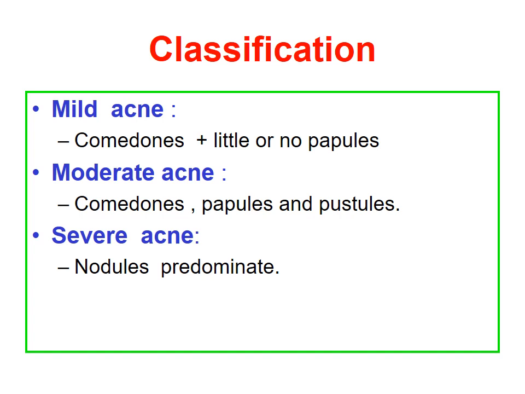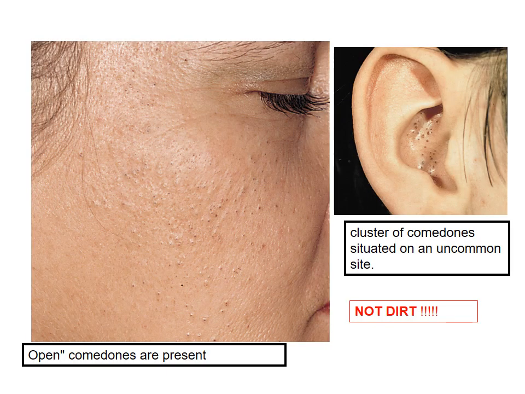So if you see the comedones dominantly, this is mild acne. If you see the comedones in addition to papules and pustules, and the pustules here are dominant, this is moderate. In severe, the dominant lesions, in addition to other lesions, are nodular lesions.